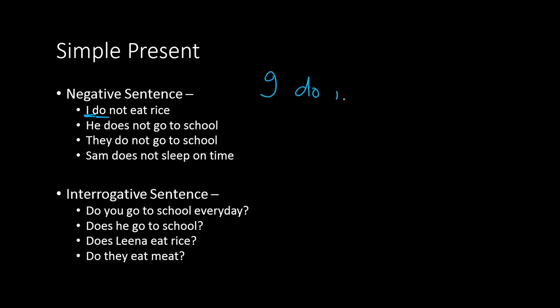I do not play football. So whenever we want to write the negative form of the simple present, we have to take the help of do. Depending on what is the subject, if it is I, then we use do. If it is he and she, we use does. And if there is any other singular form, we also use does.